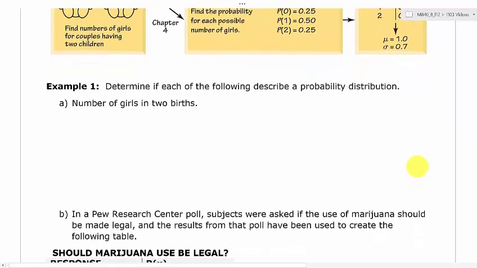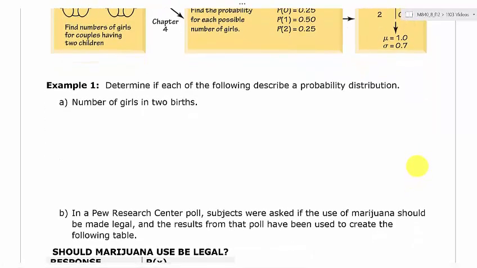That's going to be our very first example, is to determine if each of the following describes a probability distribution or not. And the first example is about the number of girls in 2 births. So is this a probability distribution? So we need to figure out if it meets the 3 criteria. The first one is that the random variables are numbers, and that's true.